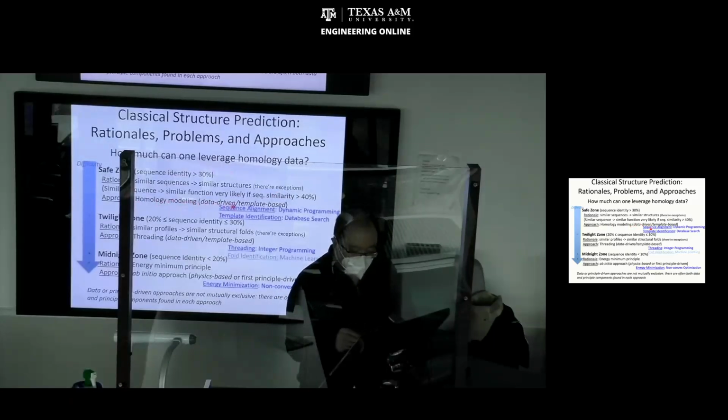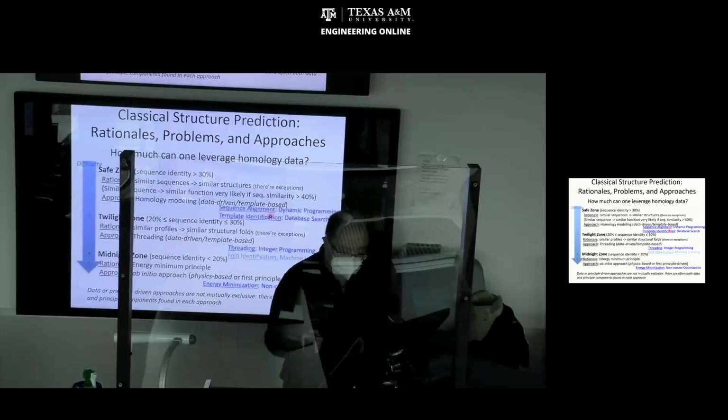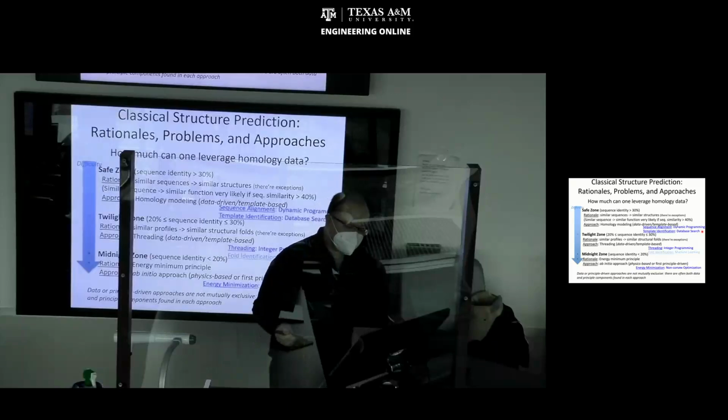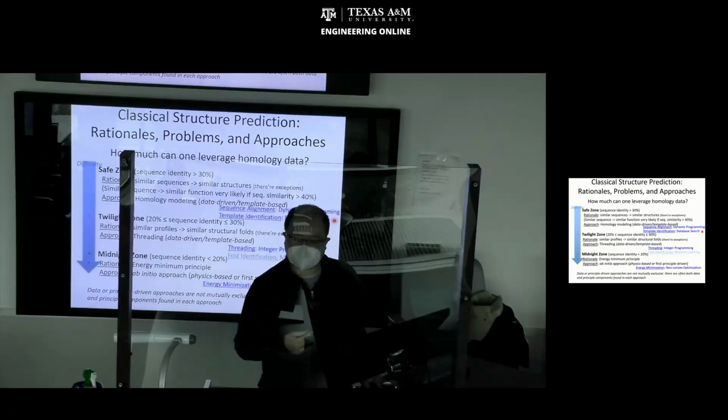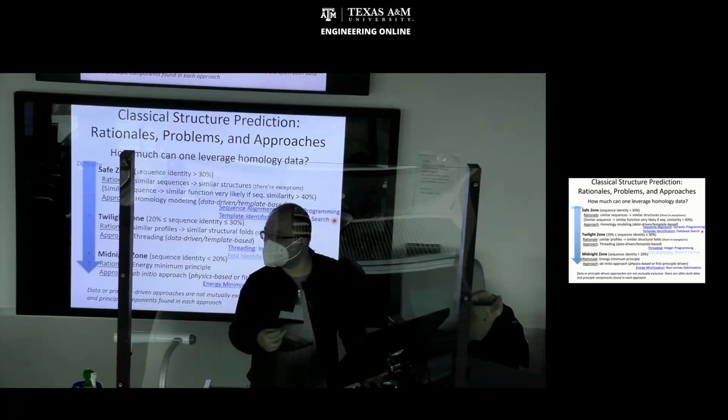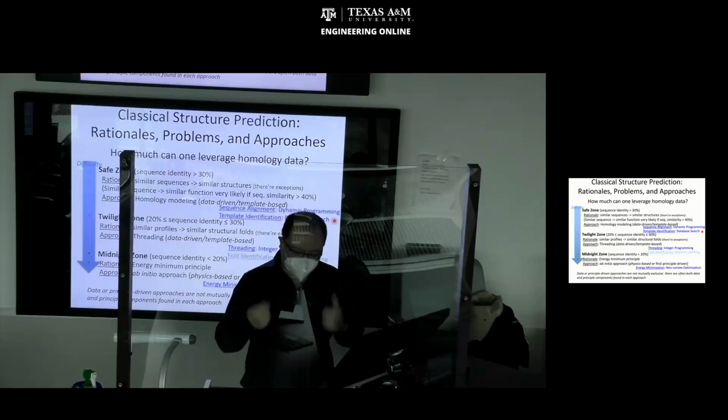And given the rationale, we can do the homology modeling. So we first figure out which template, right, from the database search, which is usually a string algorithm. Then for the given pair, we can do the sequence alignment, using dynamic programming or some faster, approximated versions, right? Recently, people are even using neural networks to do the alignment between sequences. That's also possible.